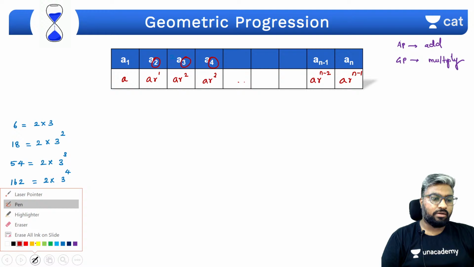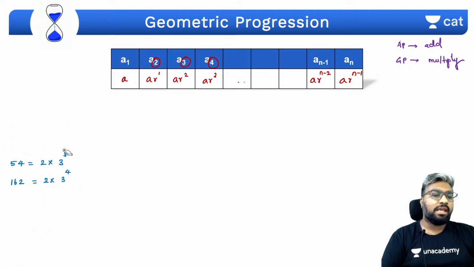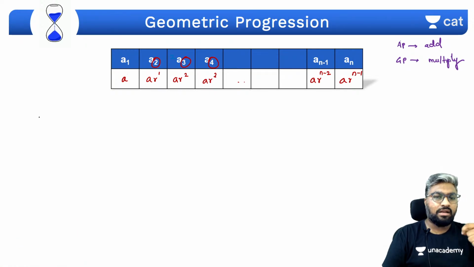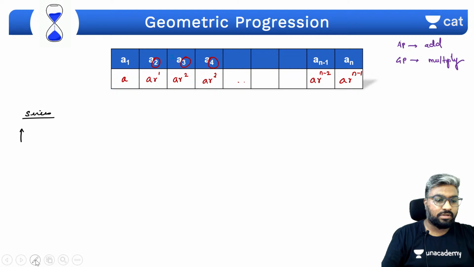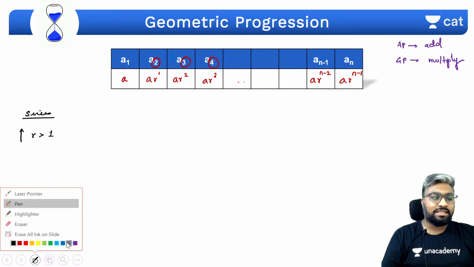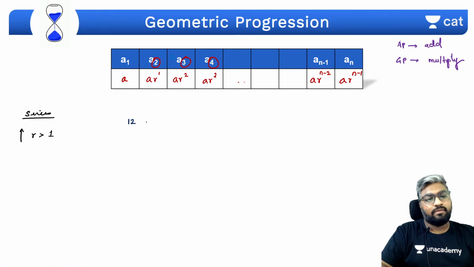Now this common ratio R that we are talking about could be positive, could be negative, could be greater than 1 or less than 1. If the given series is increasing, like the example we took, 2, 6, 18, 54, 162, R was 3, meaning R was greater than 1. So if R is greater than 1, then the series will increase. Let me give you an example of a series that decreases. Let's take 12, 6, 3, 1.5, 0.75.